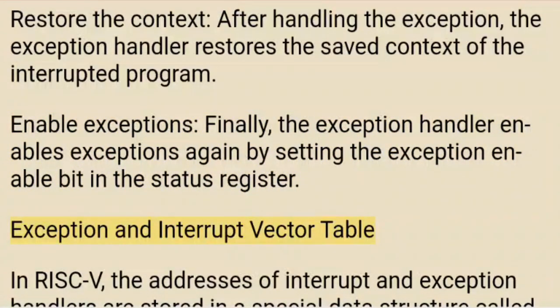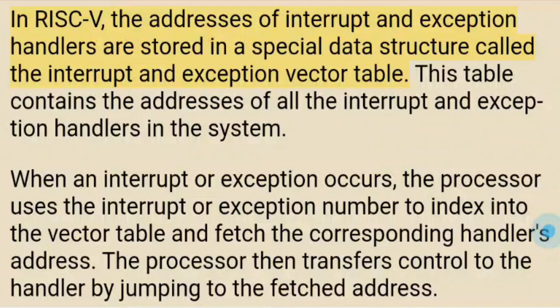Exception and interrupt vector table. In RISC-V, the addresses of interrupt and exception handlers are stored in a special data structure called the interrupt and exception vector table. This table contains the addresses of all the interrupt and exception handlers in the system. When an interrupt or exception occurs, the processor uses the interrupt or exception number to index into the vector table and fetch the corresponding handler's address. The processor then transfers control to the handler by jumping to the fetched address.